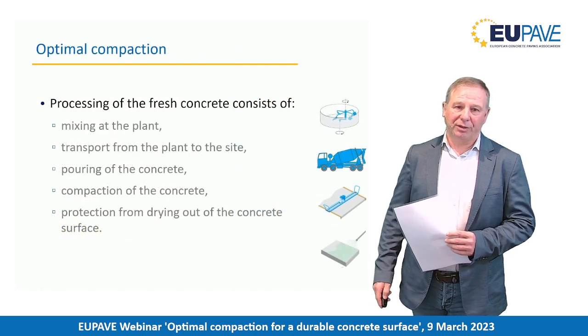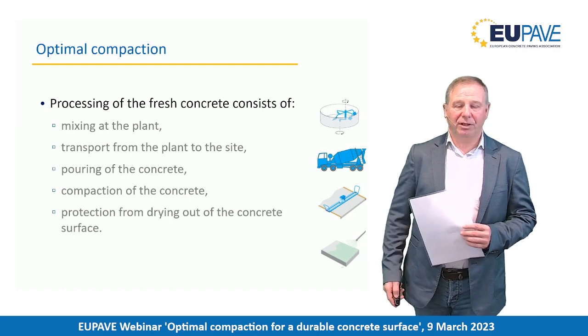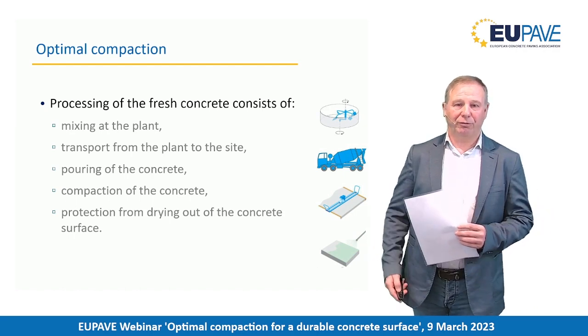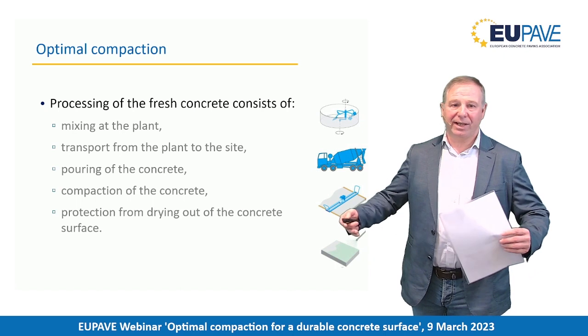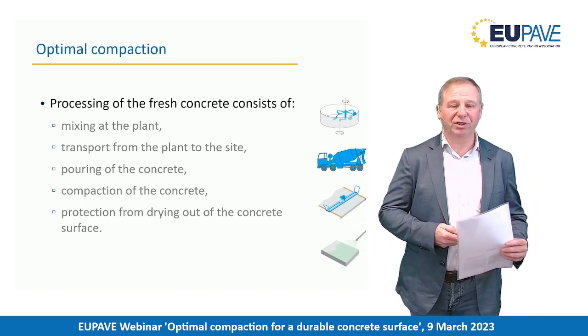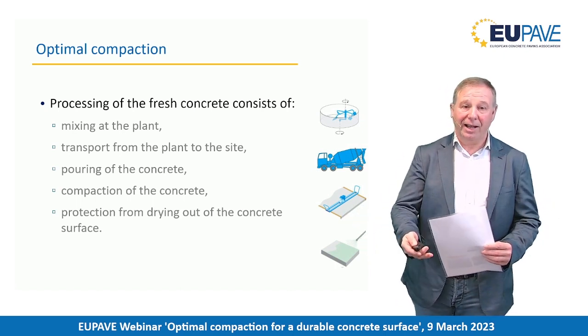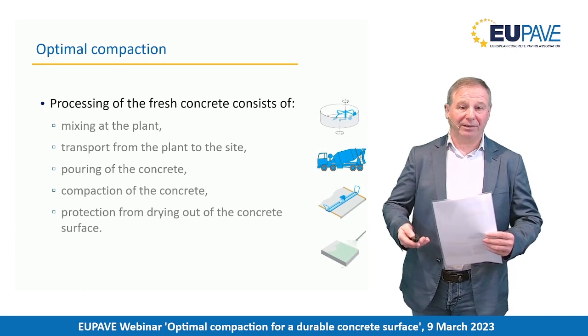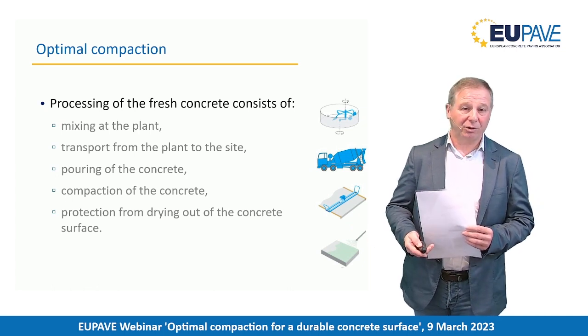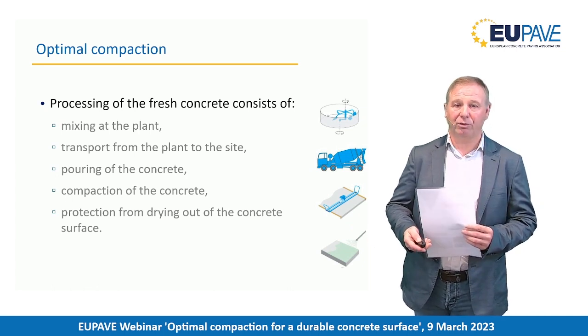Compaction is one of the elements of the processing of fresh concrete. First we start mixing at the plant, we transport it from the plant to the site, concrete is poured, and then it should be compacted. Afterwards, it has to be protected from drying out of the concrete surface.